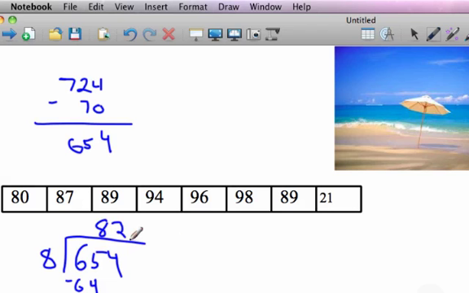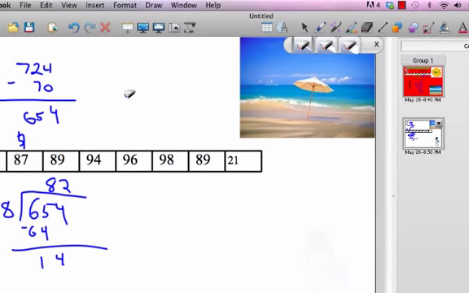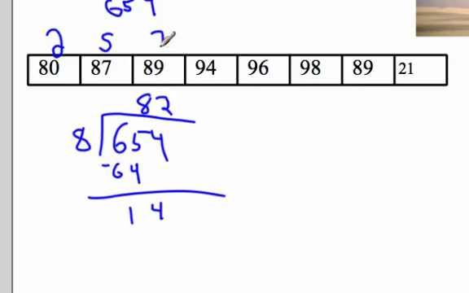So the mean is 82. So this number right here is 2 away from the mean. This number is 5 away from the mean. This number is 7 away from the mean. This number is 12 away from the mean. This is 14 away from the mean. This is 16 away from the mean. This is 7 away. And then this one's actually 61 away from the mean. This is what we would call an outlier, right?